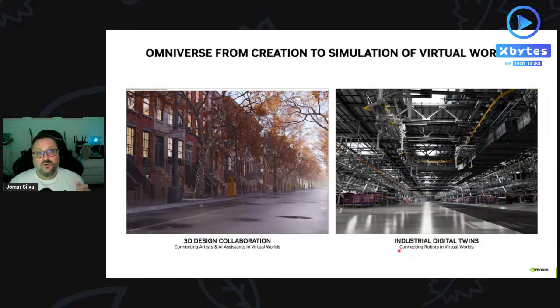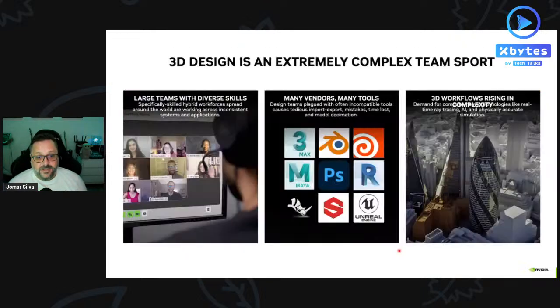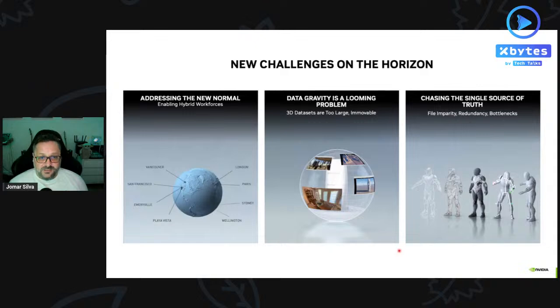Omniverse is the tool for basically two scenarios. The first one is 3D creation and collaboration. The second one is to create industrial digital twins and to operate them. When we're talking about 3D design, it's really complicated because we are talking about large teams with different skills, which means different tools, which means different kinds of files to integrate to build a pipeline. And we need more and more accuracy in the end results of 3D compositions. So those workflows are rising in complexity.